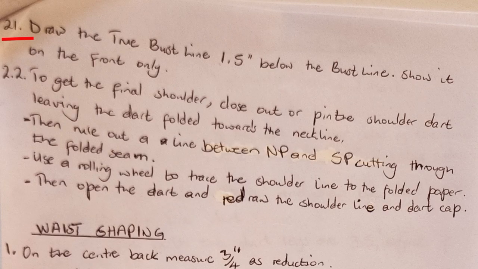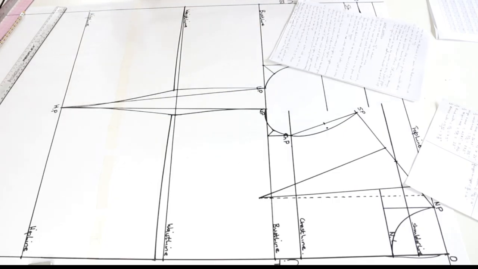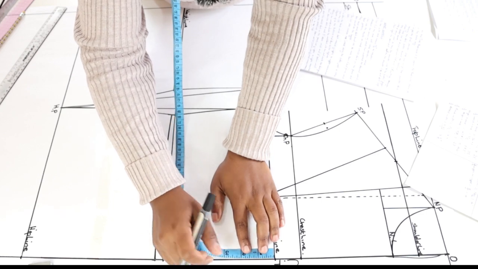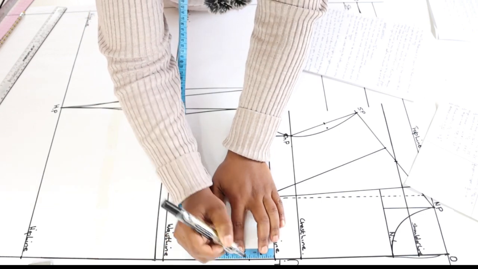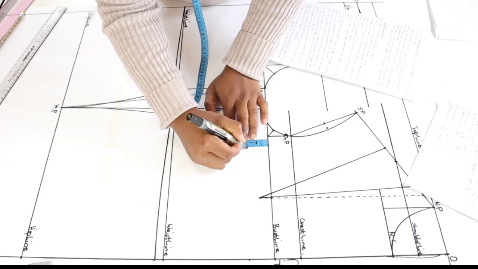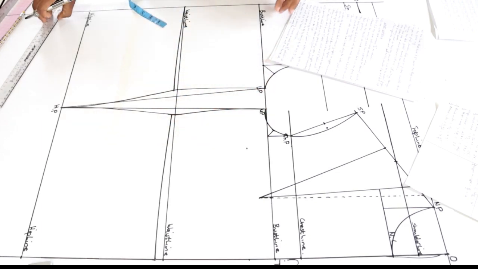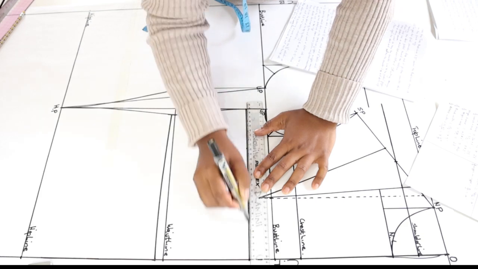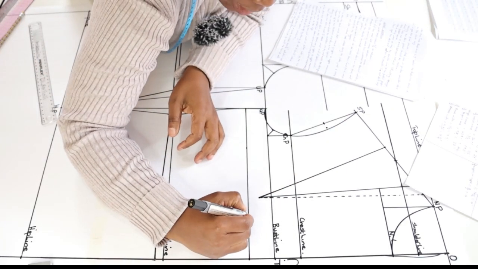Next, we are going to draw the true bust line. The true bust line is 1.5 inches below the bust line, and then we are just going to show it for the front only. So we are going to come to the bust line, and then we measure down 1.5 inches like so. We make a mark, do the same somewhere else, make another mark at 1.5, and then we are going to draw a straight line. This is the true bust line.